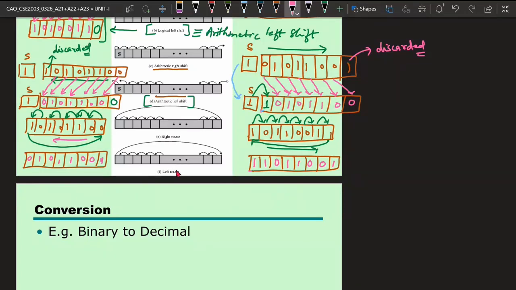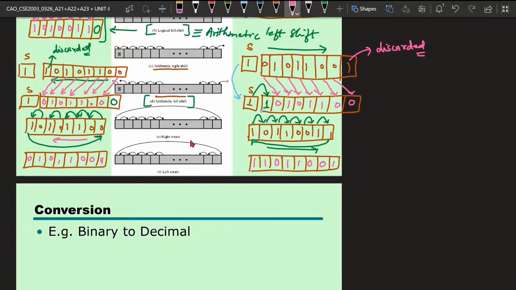So right rotate and left rotate. Rotate means the rotation will be taking place in a circular path. The last bit, instead of being discarded, will be moving to the vacant position. Similarly, in the left side, it will be moving from the LSB to MSB, and the MSB bit will be moved to the LSB side by completing the circle.